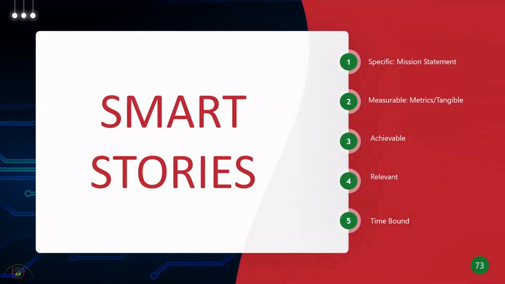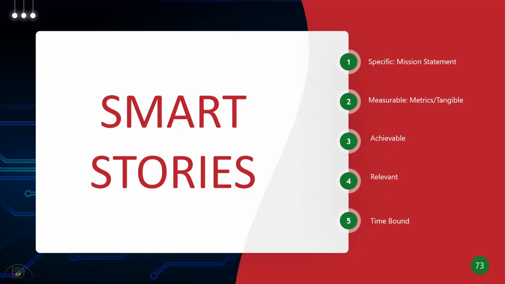Another acronym for writing good stories is SMART stories. So what does S stand for? S is specific, M is measurable, A is achievable, R is relevant, and T is time bound. So basically, it should be specific, there should be a proper mission statement, you should be able to measure it, there should be some metrics around it, they should be tangible.